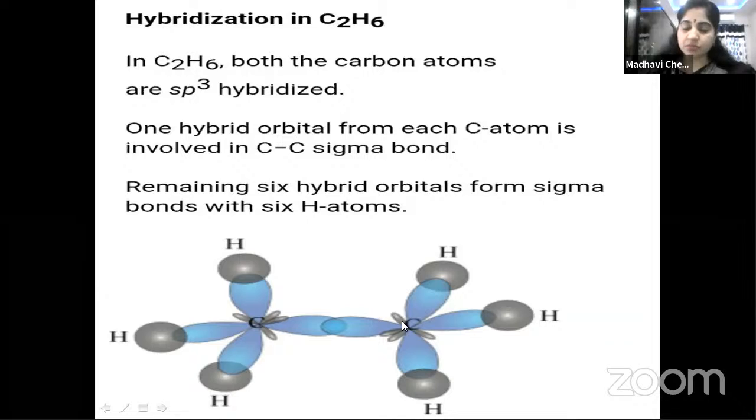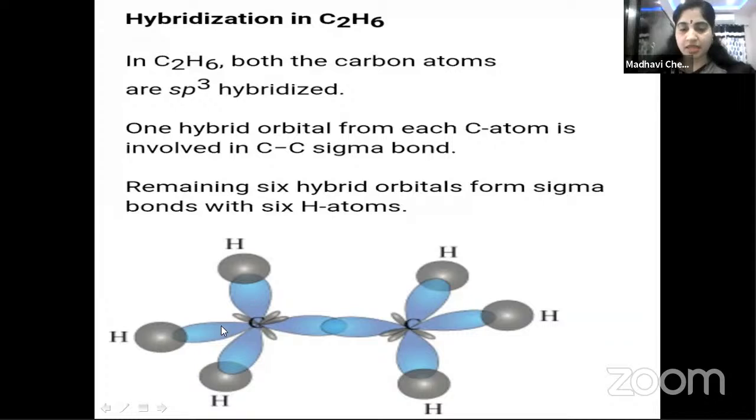They undergo sp3 hybridization and they can form 4 sp3 hybrid orbitals. These blue colored ones are the 4 sp3 hybrid orbitals. So one sp3 hybrid orbital of a carbon and one sp3 hybrid orbital of the other carbon overlap and form a sigma bond. Now each carbon has 3 more sp3 hybrid orbitals.